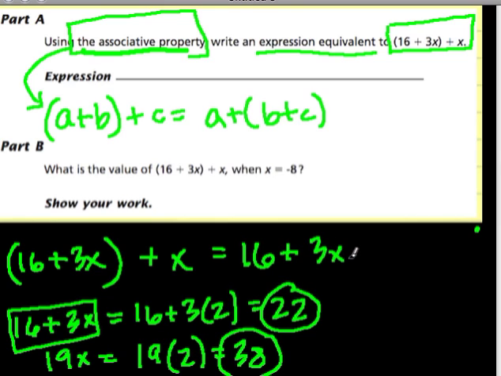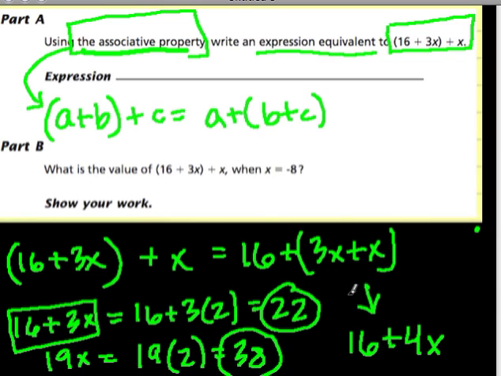the x's, so 3x plus x. So this is like saying you have 3 x's here, and you're adding another x. So how many x's do you have? Well, 4 x's. So it's 16 plus 4x. And that's our answer right here, 16 plus 4x.